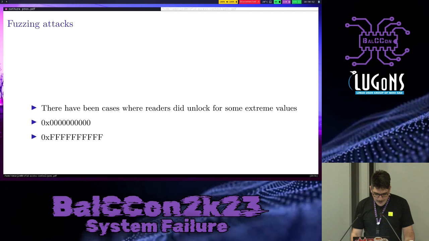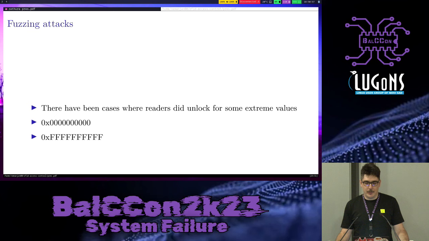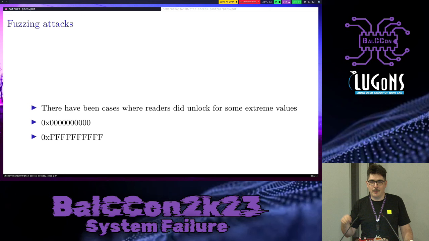Fuzzing attacks. I've seen multiple readers that if I send all zeros or all ones as the ID, they just magically open. I didn't even try to reverse it. Who would have thought that somebody would produce cards with changeable ID and people would be able to try to enter them into credentials?